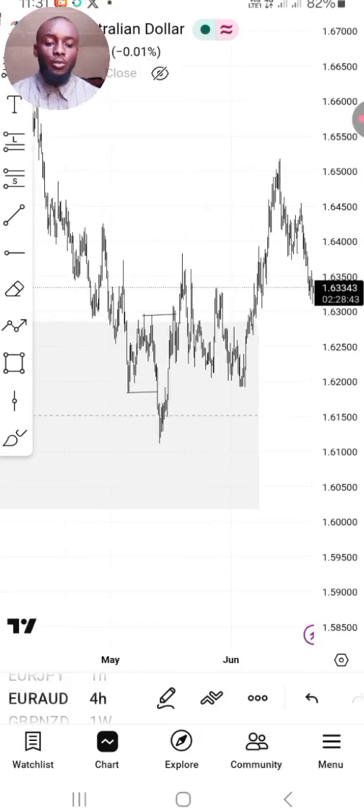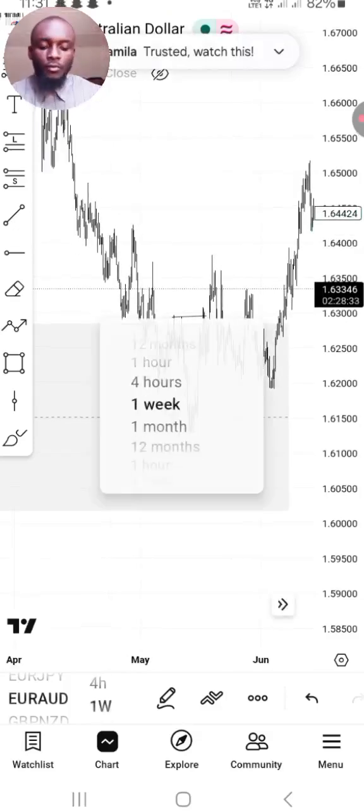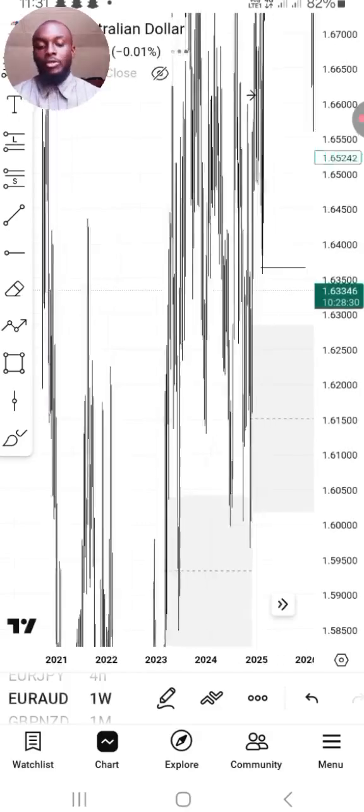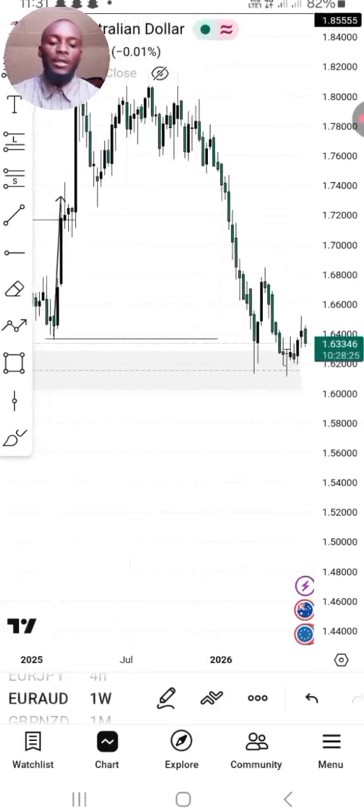Actually, I work with the weekly time frame. I don't have business with the daily time frame. I'm more like a swinger. I don't really have business with the daily time frame. So let's see what is happening on the weekly time frame, if we could get a candle, a CRT on the weekly time frame.